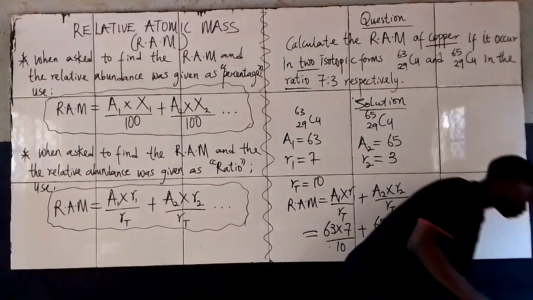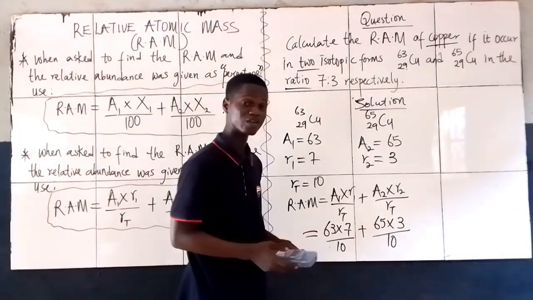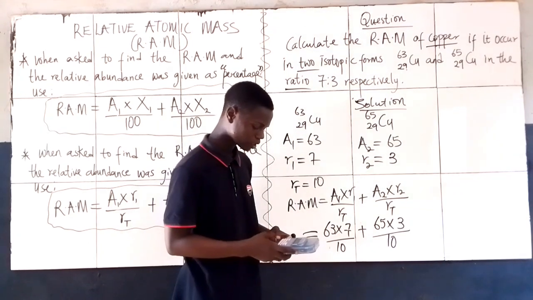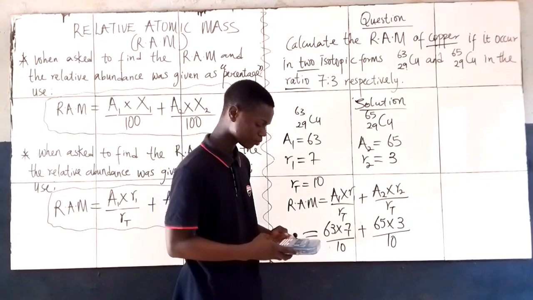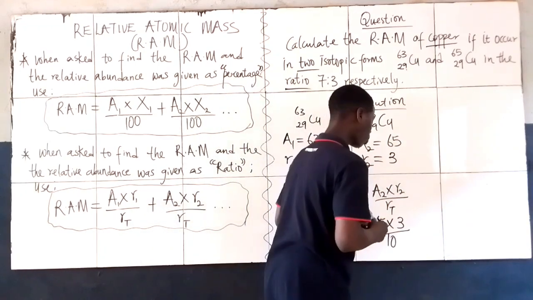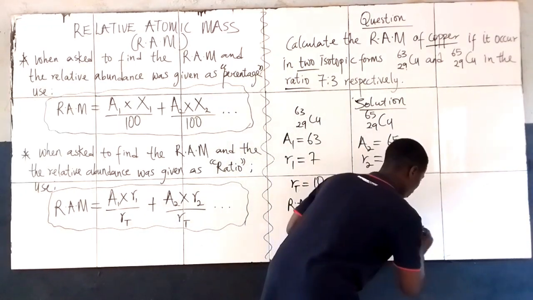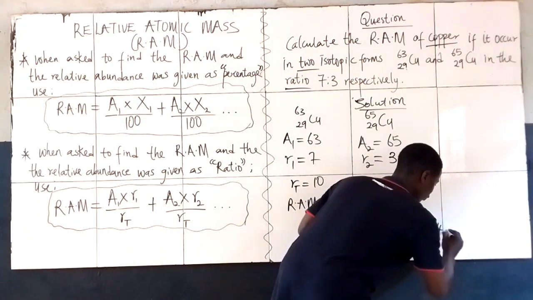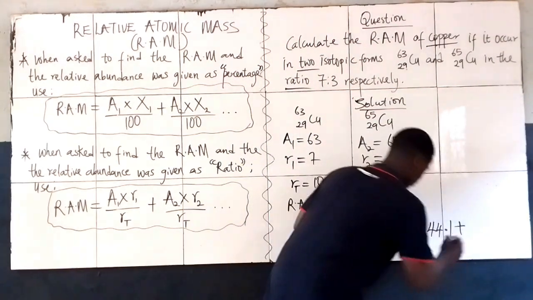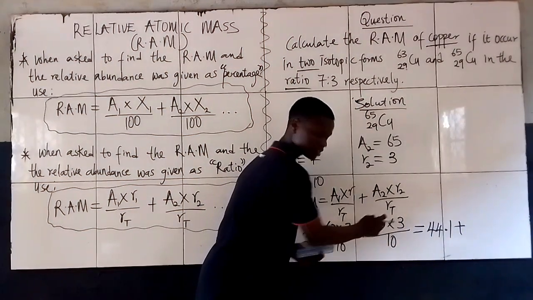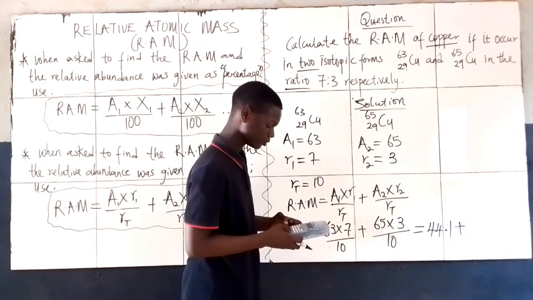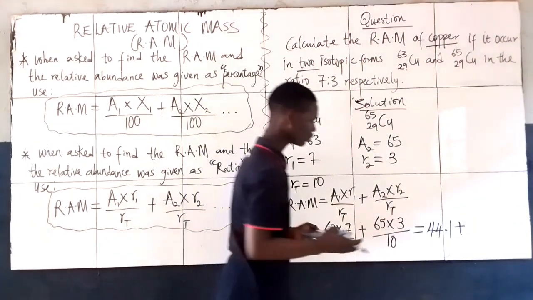So we need our calculator here in order for us to effectively do this together. So you have 63 times 7 divided by 10. That gives us 44.1. So I'll come and write 44.1. Are we together? Plus, let's go for this one: 65 times 3 divided by 10. This gives us 19.5.